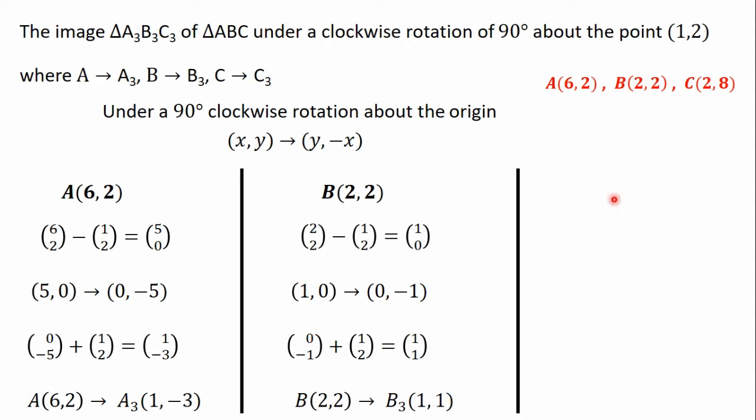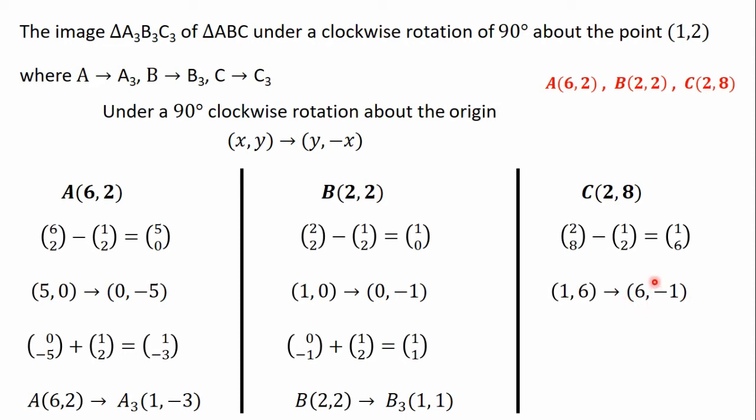We will do the same thing to point C. Point C has the coordinates 2, 8. So the first step is that we will subtract 1, 2, which is the center of rotation, from 2, 8. 2, 8 minus 1, 2 will give us 1, 6. Then after that, we will rotate 1, 6 through a 90 degrees clockwise angle about the origin using this rule.